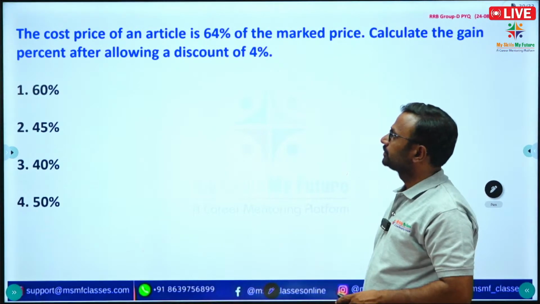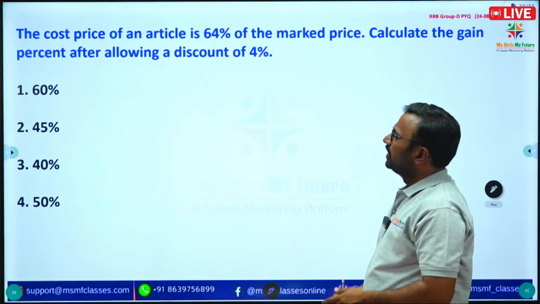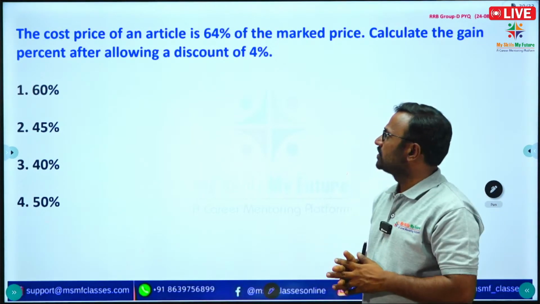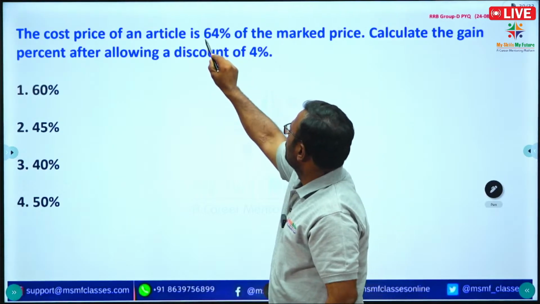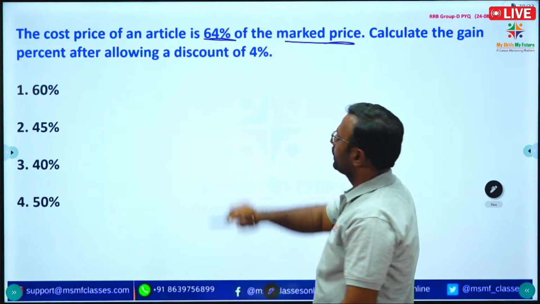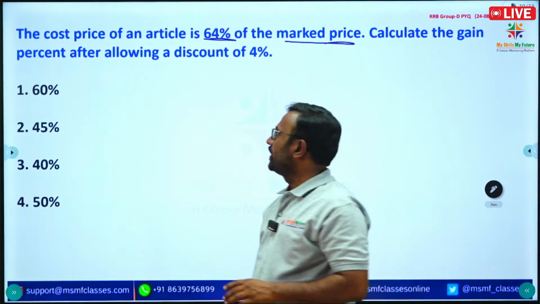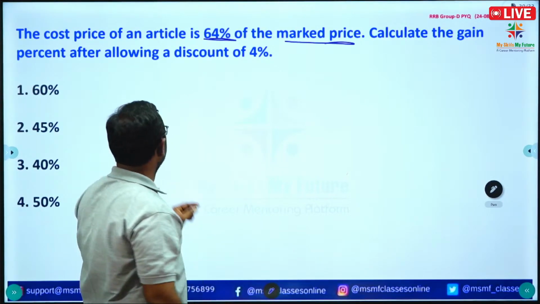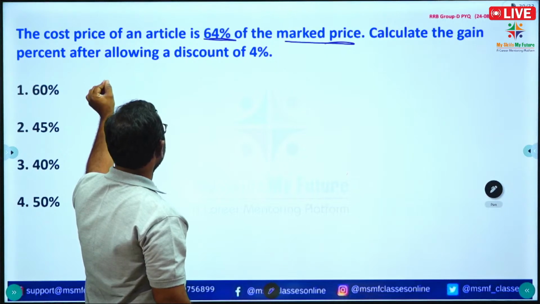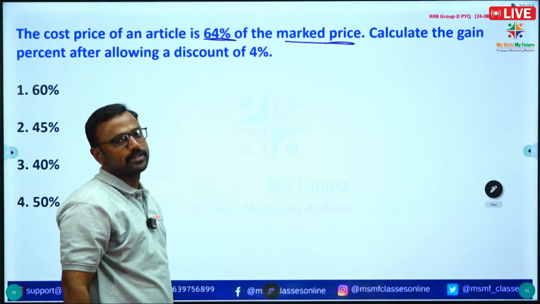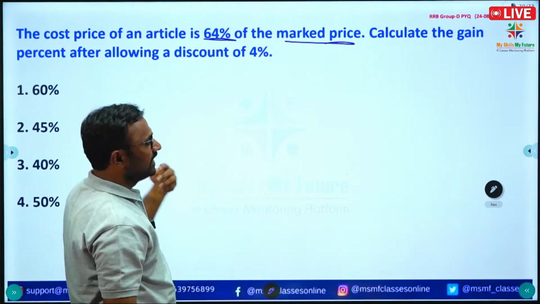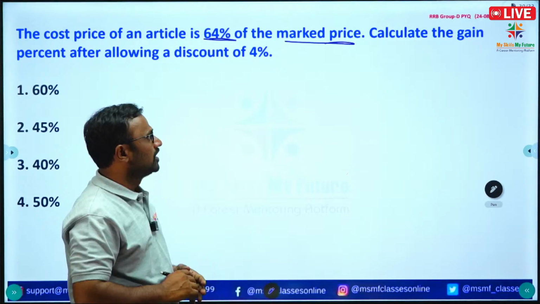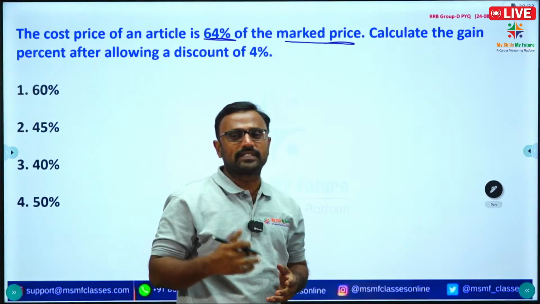Right. See the question here. The question is based on profit and loss. The cost price of an article is 64% of market price. Calculate the gain percentage after allowing a discount of 4%. Here they didn't give the cost price, selling price or market price, but they are asking what the gain percentage is.